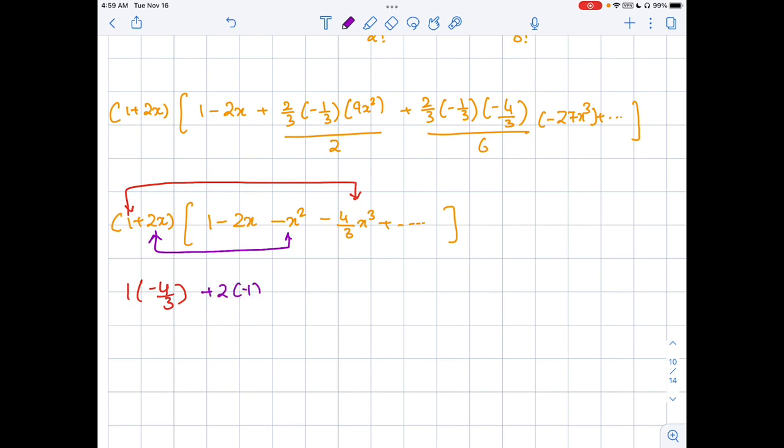So 2 times negative 1. So it becomes negative 4 upon 3, negative 2, which is negative 4, negative 6 upon 3. So negative 10 upon 3 is going to be the coefficient.